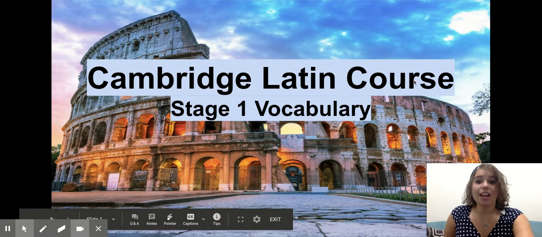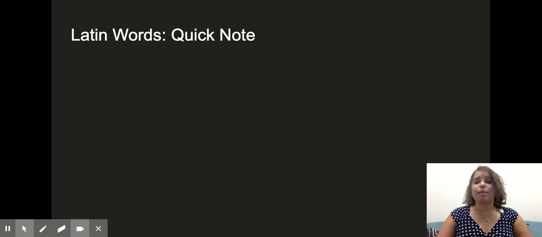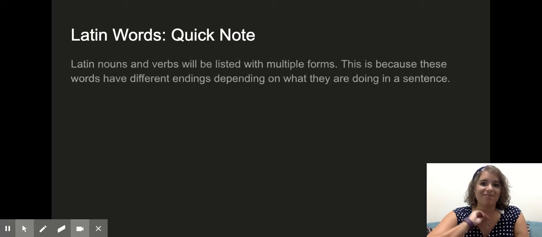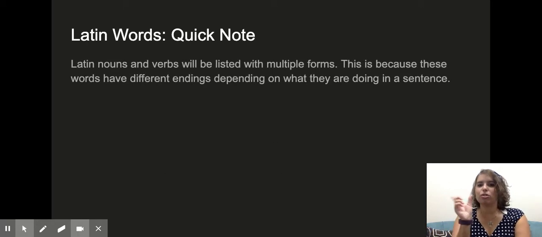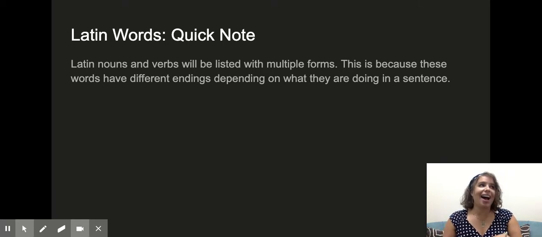All right. So, stage 1 vocabulary. Before we get started, again, I know some of you might be new to Latin this year. Some of you had Latin in 6th grade with Magister Cummings, but even if you had Latin last year, this part might be a little bit new to you. Latin nouns and verbs are going to be listed with multiple forms, and I'll explain that once we start seeing the words. This is very important.